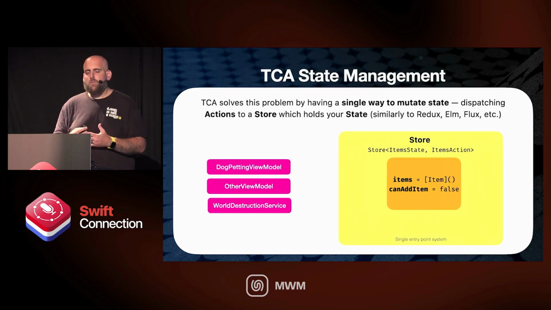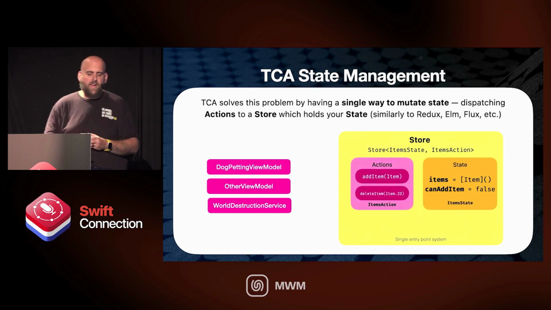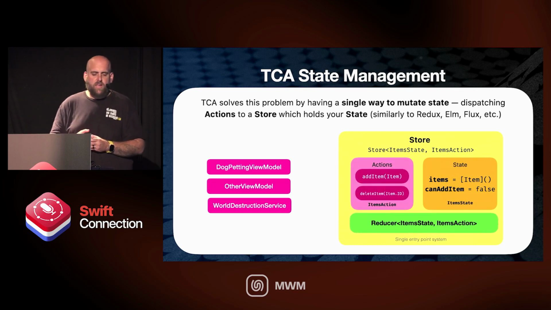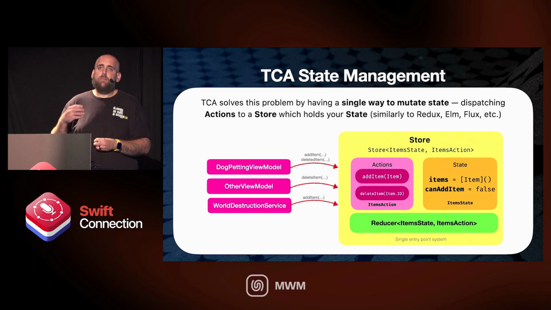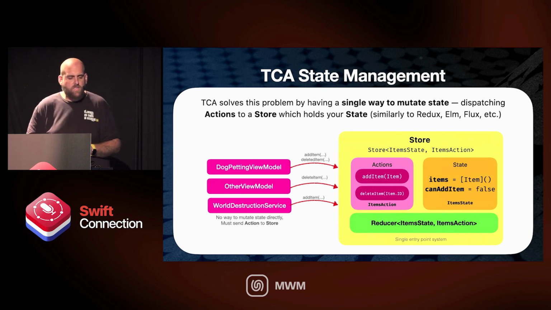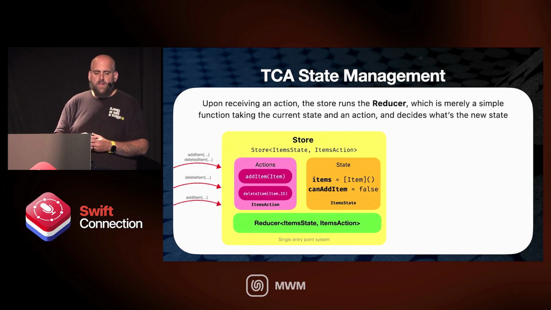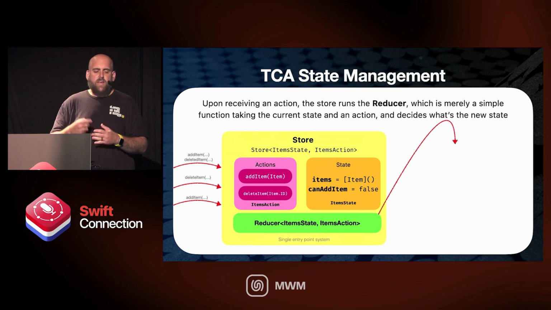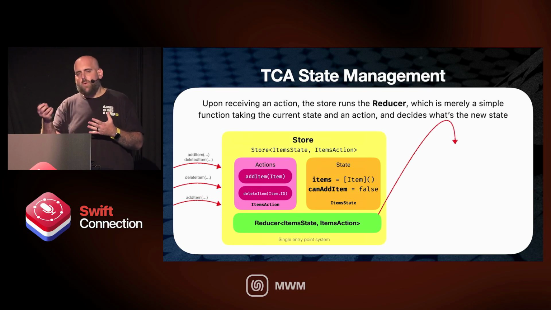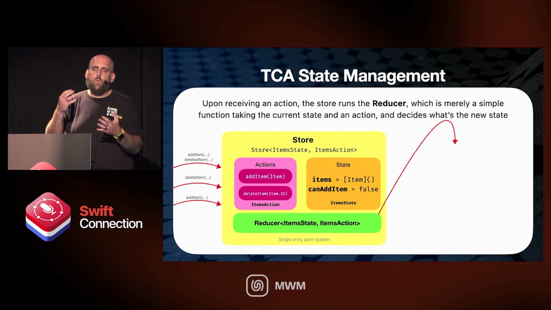TCA kind of tries to solve this by having only one way to mutate state. You have this store object that holds your state, and there is a set of predefined actions, and only sending these actions to the store can mutate your state. It does this by using something called a reducer, and this reducer is just a simple function. It takes your current state and this new action, and tells you what is the new state that you want to evolve to based on these two things.